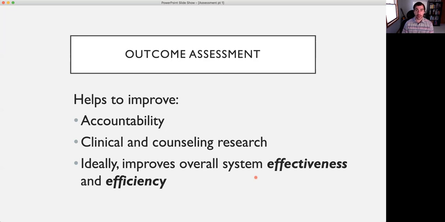How do we get more efficient in the services? Where are places where we maybe can say fewer sessions is okay? Where do we need to add more sessions? So outcome assessment is really crucial in terms of the mental health ecosystem. And I've done some research on this, so to me, it's a topic that's of really big interest.